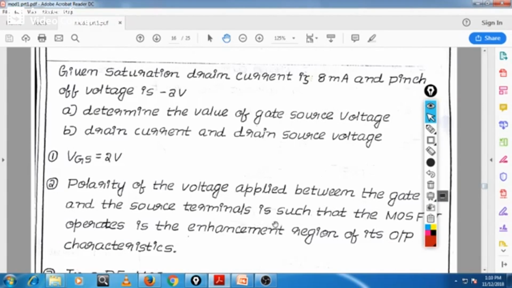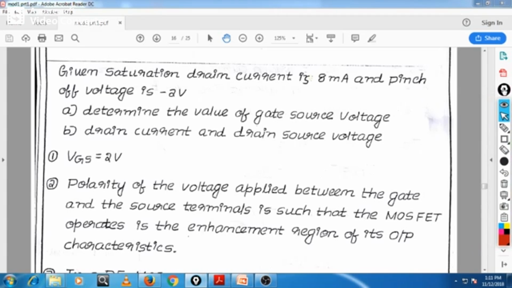between the gate and source terminal in such a way that the MOSFET operates in the enhancement region. How will we come to know the MOSFET operates in the enhancement region?